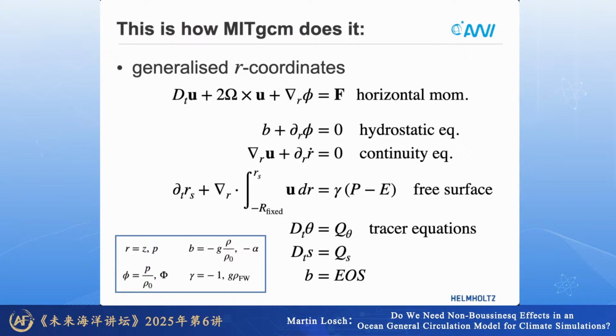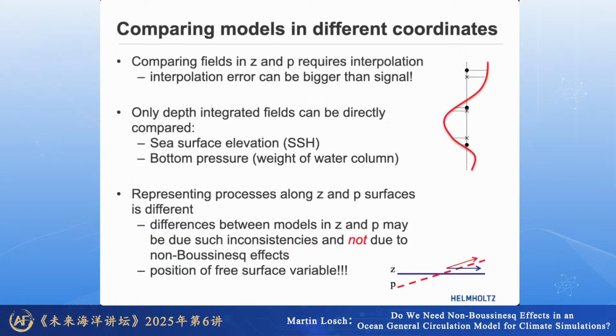and that makes it possible to compare the different coordinate systems without too many confounders. There's still a few left. So the big problem is that the coordinate interfaces don't coincide between the z and the pressure coordinates. So you'd have to interpolate to a common coordinate system that could introduce errors. We anticipate very small differences, so these errors could be large compared to that.